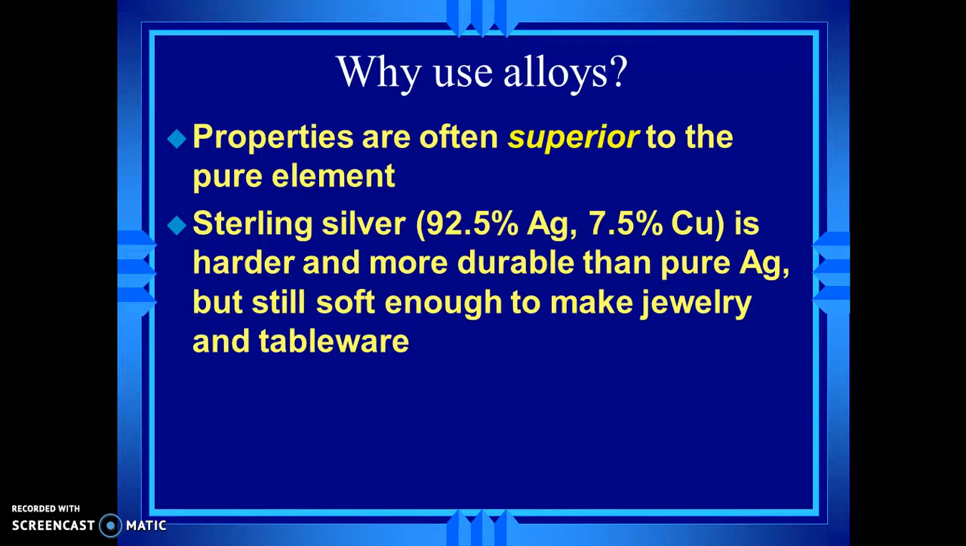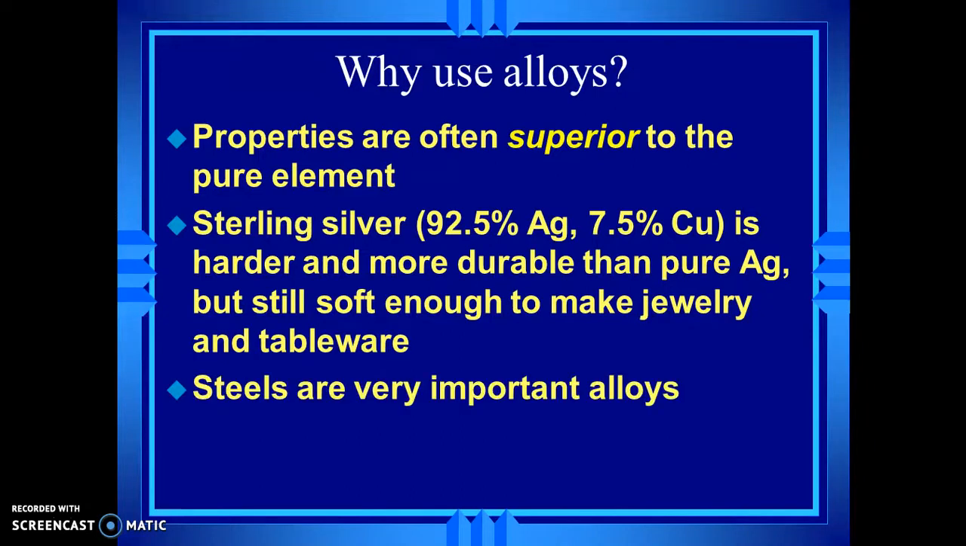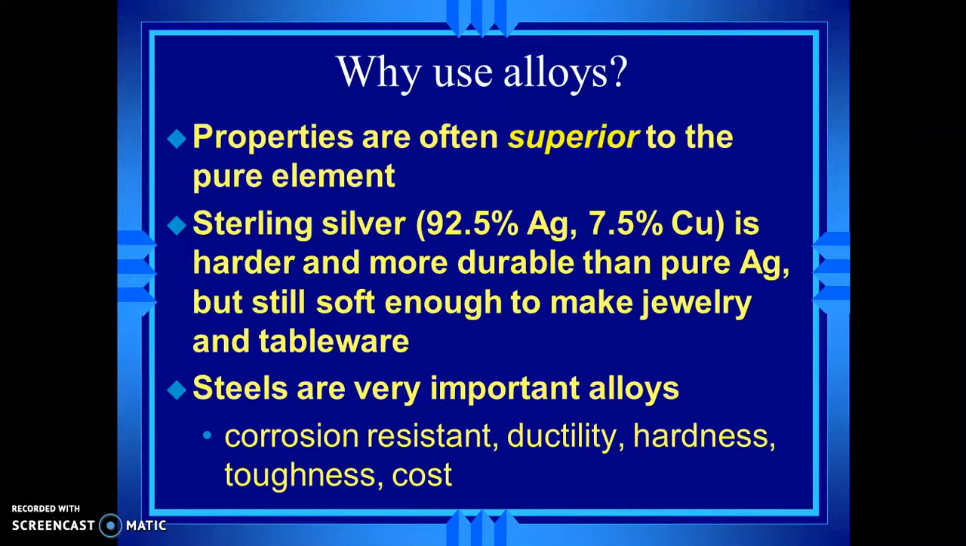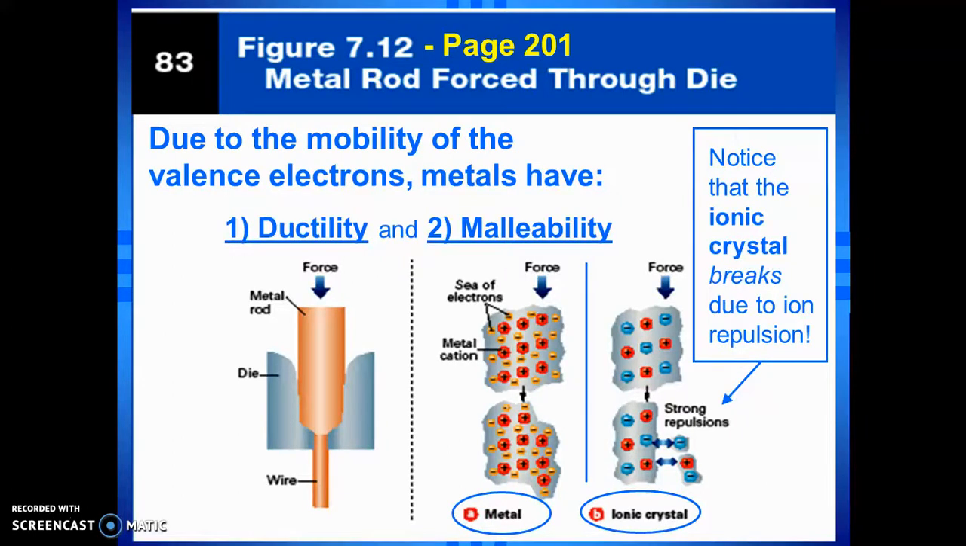It's harder, more durable. That's what makes sterling silver good for jewelry and for silverware and stuff like that. Steel's also a type of alloy. It's known for being very strong because it's a mixture. It's not as corrosive, so it has a lot of properties that make it more beneficial than using a pure element. So that ductility and malleability really comes from the ability of those electrons to slide past one another.